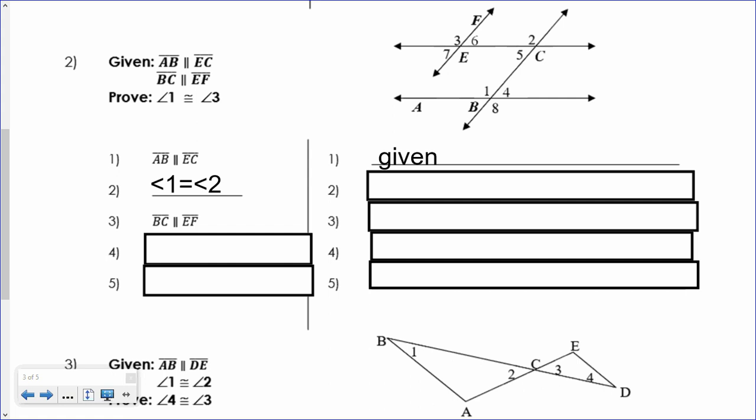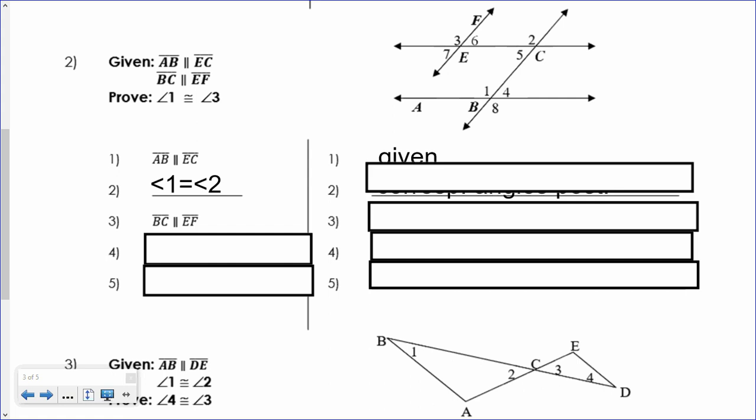Why would angle 1 be congruent to angle 2? What would your reason be? Corresponding angles postulate. This is not the converse, this is just the normal postulate because you're going from lines to angles. If you start with the lines being parallel and ending with the angles being congruent, that's the postulate, not the converse.